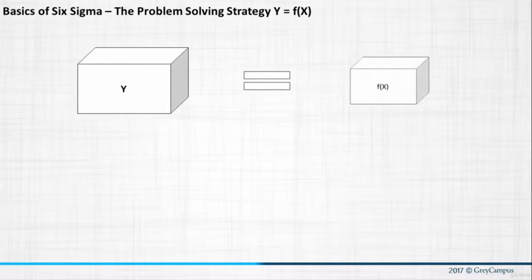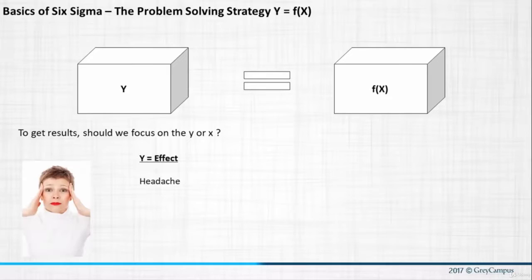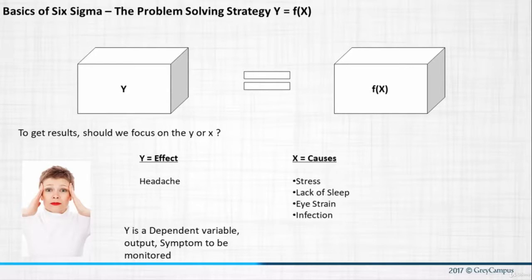I mentioned earlier that Six Sigma is all about the process. Process includes inputs and outputs. The output of a process is considered a Y, or effect, or response. These are all names for the outputs of processes. In this particular example, the headache is the effect.